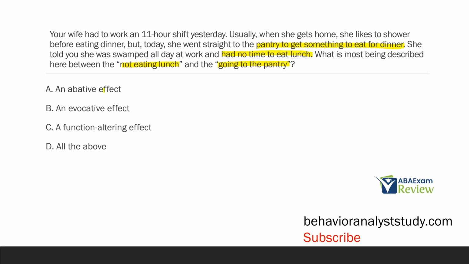Now, what we have is an abative effect, an evocative effect, and a function altering effect. We know it's not C. It didn't alter the function. Her behavior was still to get food. It just happened differently. So we have an abative and evocative effect. Think about motivating operations. MOs alter the value of consequences. Those are abolishing and establishing. And then they temporarily change behavior, abative and evocative.